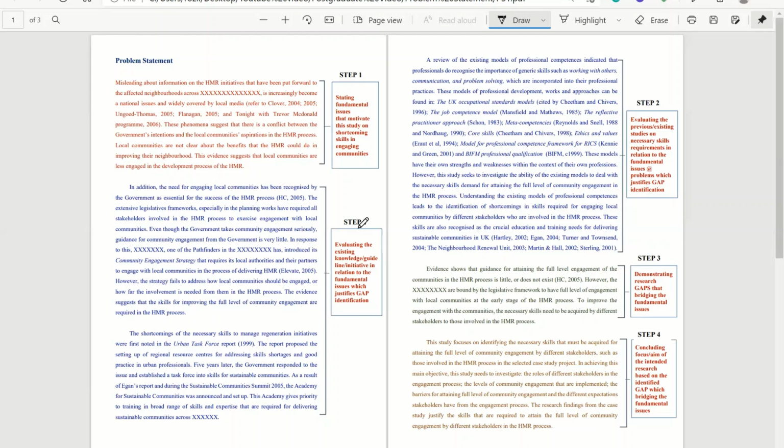So at component 4, the examiner will look at what this thesis is investigating, what the aim of this thesis is. The aim of this thesis can be as early as component 4, because the concluding focus or aim of the intended research based on the gaps can also be the research aim of your study.